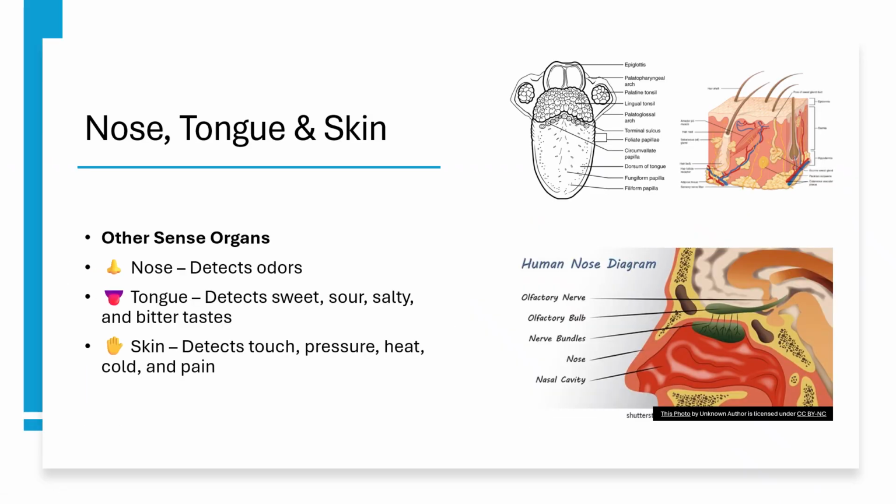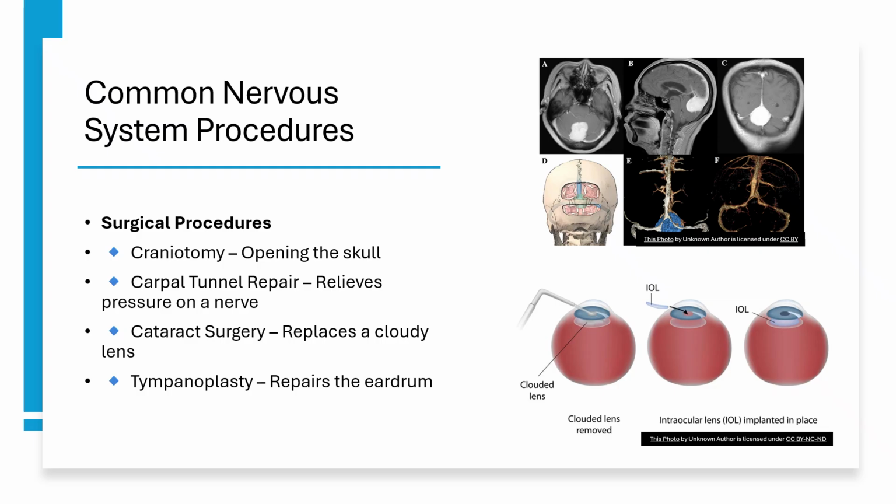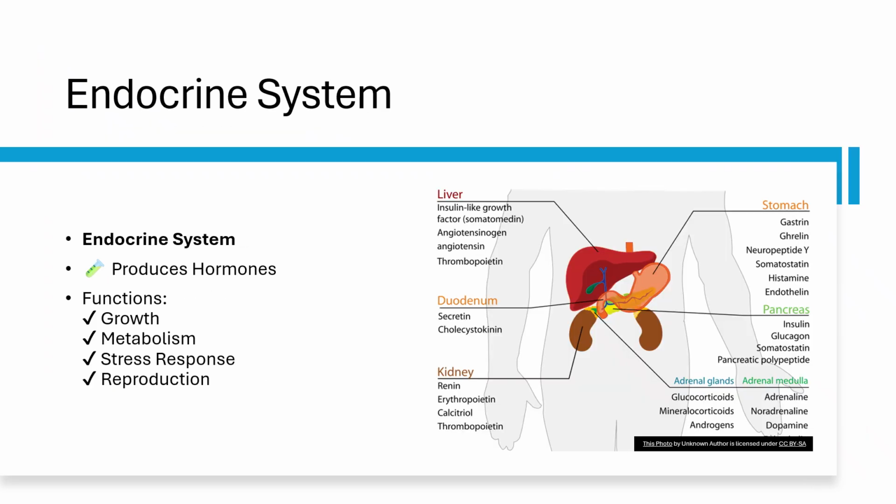The nose helps us smell, the tongue allows us to taste, and the skin helps us feel touch, temperature, pressure, and pain. Several surgical procedures are performed to treat conditions affecting the brain, nerves, eyes, and ears. Craniotomy, opening the skull. Carpal tunnel repair, relieves pressure on a nerve. Cataract surgery replaces a cloudy lens. Tympanoplasty repairs the eardrum.